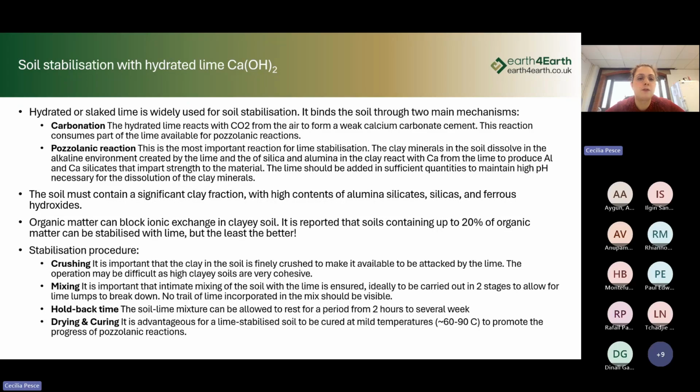And the procedure for stabilizing the soil with lime has a few steps. First we need to crush the soil with the lime, and the more finely the soil is crushed, the more it will be available to be attacked by the lime. So crushing is very important, as is the mixing, because we want a very intimate mixing between the soil and the lime so that the two materials are in contact with each other and can react with each other.